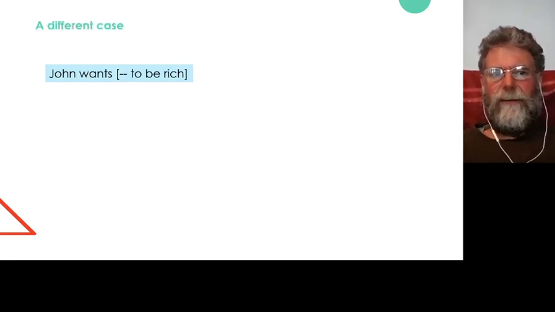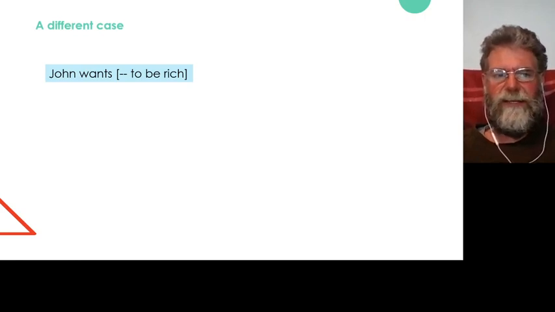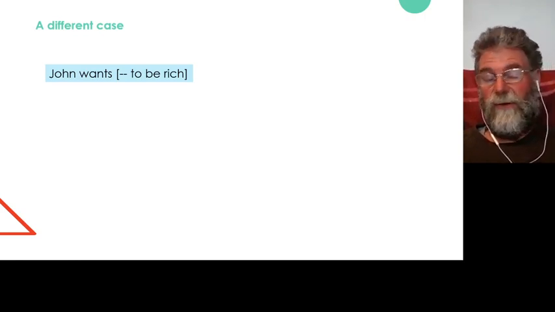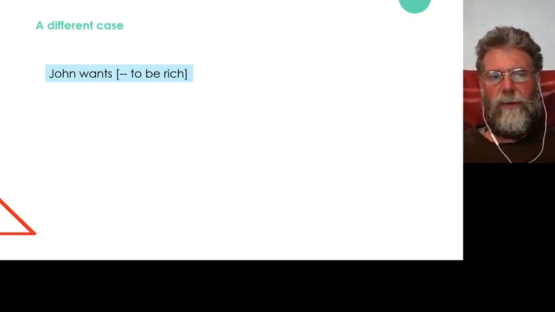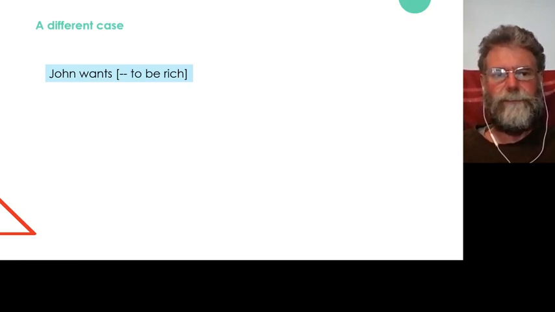However, now let's compare that situation with something else. Consider this sentence here: John wants to be rich. Superficially at least, this looks pretty similar to what we've just seen. We've got an overt subject, John, sitting in the higher clause, and we've got a non-finite clause following the predicate want, and that clause seems to be lacking a subject, to be rich.